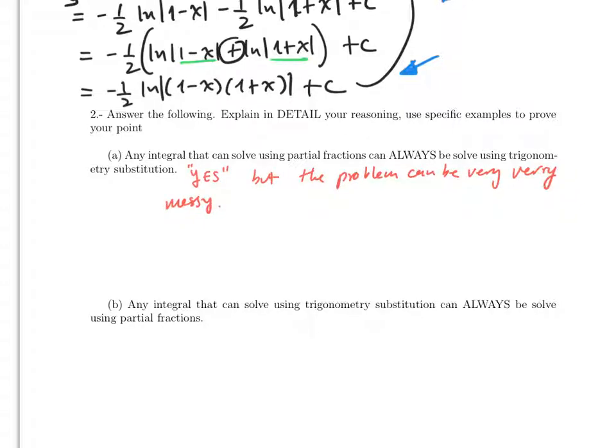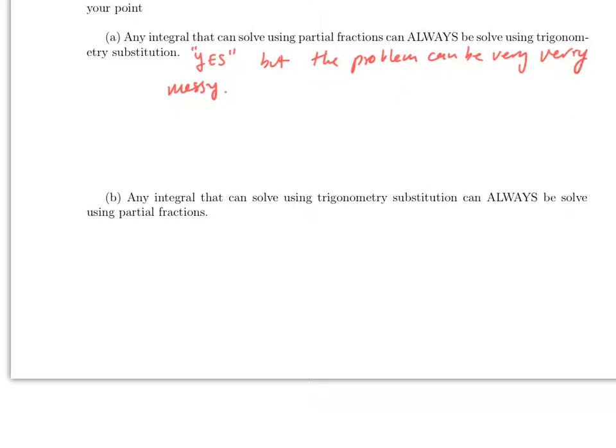Now, the one that you can definitely say no to is the second one. Any problem using trig substitution can always be solved using partial fractions. This one is a no, and this is the most clear example. Let's say you have something like this. Trig substitution will work, but partial fractions won't work.